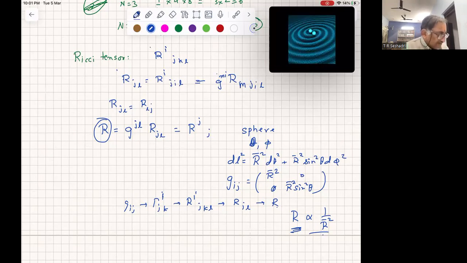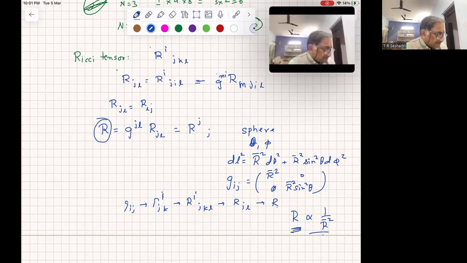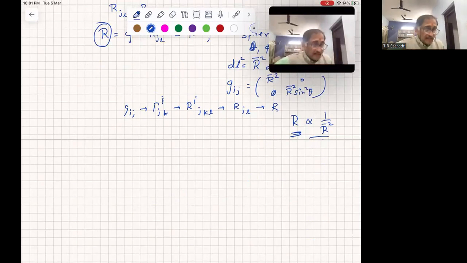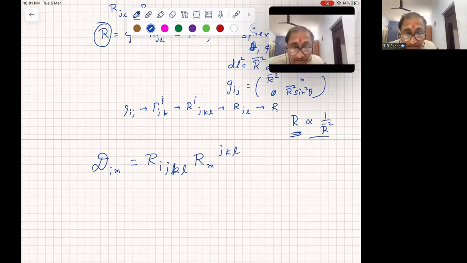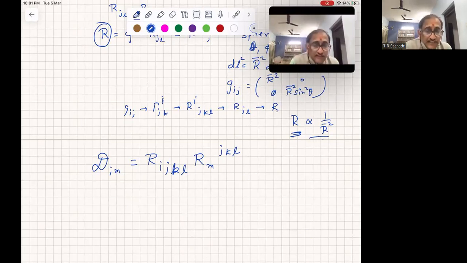Now I can actually start generating an infinite number of things. For example, I can go ahead and define D_IM equal to R_ijkl contracted, or R_MJKL. This is also a scalar. This is also a two-dimensional tensor. And there are so many. It turns out that R_ijkl, R_ij, and R are the ones which are useful tensors in GR. I will come to this issue later, what happens when you find these higher order tensors.